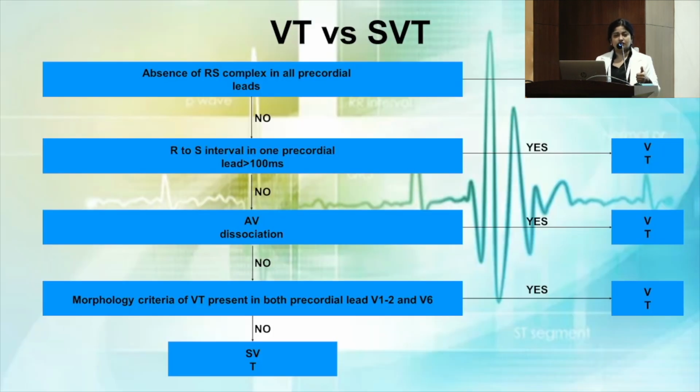How do you differentiate? Even SVT with bundle branch block, like we saw on the first slide, or aberrancy can be having a wide complex tachycardia. How do you differentiate? Absence of RS complex in all the precordial leads, RS interval, that is the Brugada sign, more than 100 in even one precordial lead, AV dissociation is absent, and none of the morphological criteria of VT is fitting in. In that case, we can label it as supraventricular tachycardia with aberrancy.